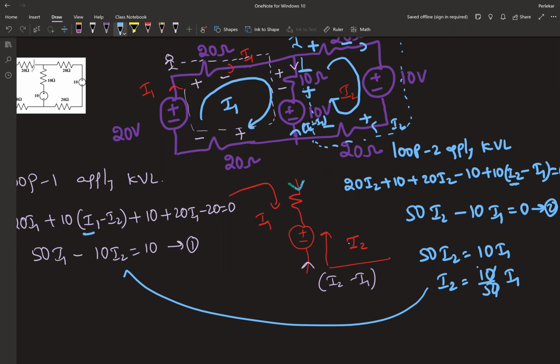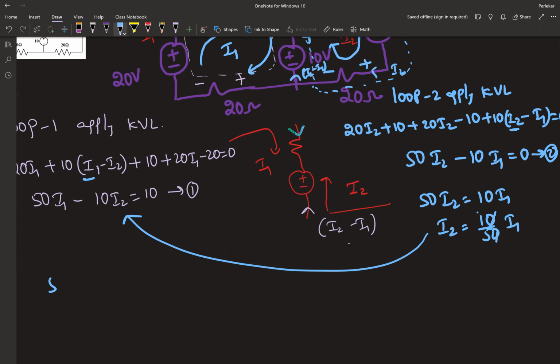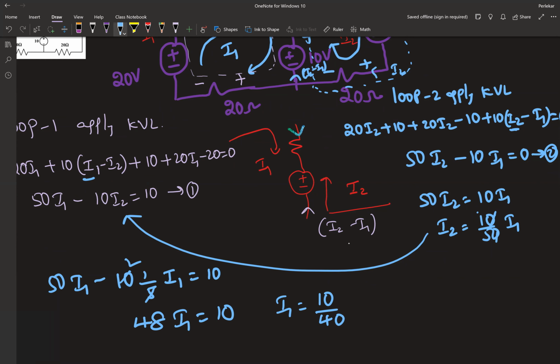I'm going to substitute this I2 value here. So it's going to be 50 I1 minus 10 times 1 over 5 I1 equal to 10. So 50 minus 2, which is 2 I1, so 48 I1 equal to 10. I1 equal to 10 over 48. Can you guys give me that number? 10 divided by 48. 0.208.